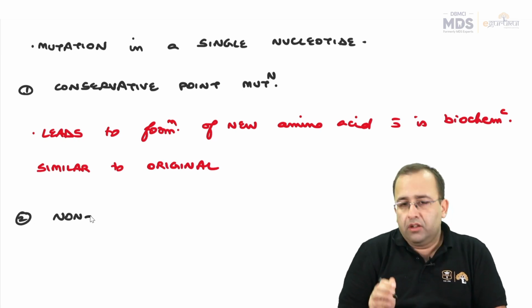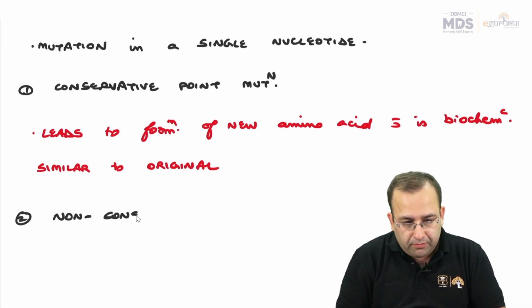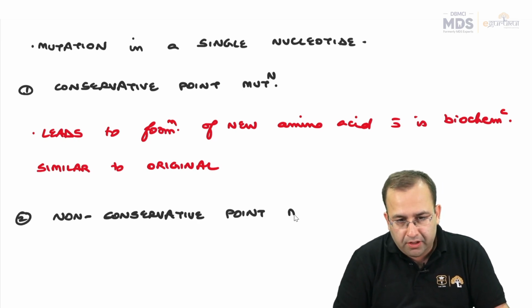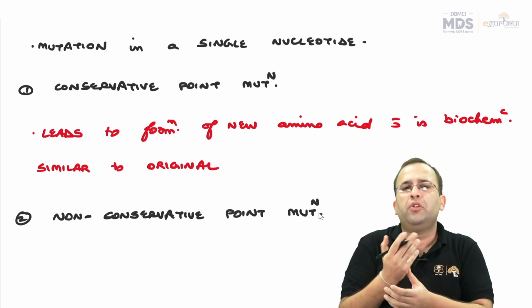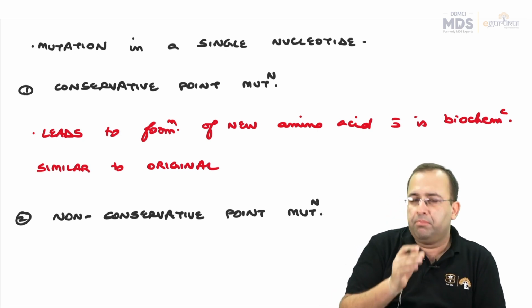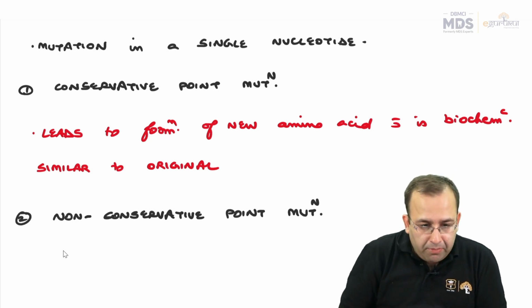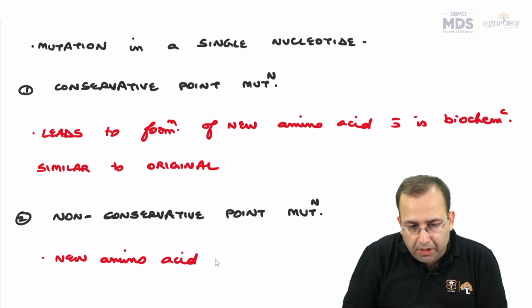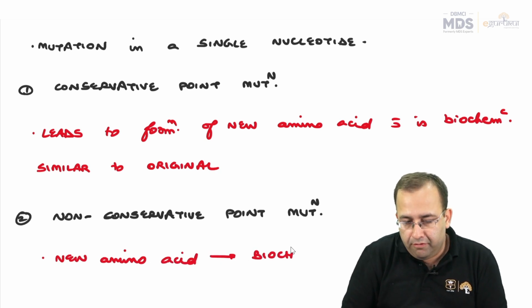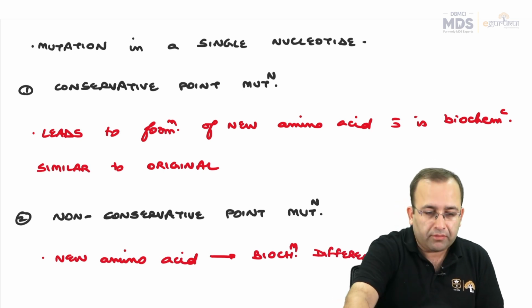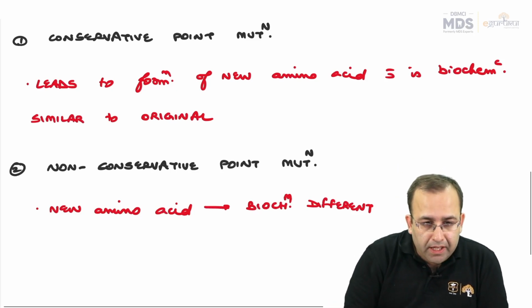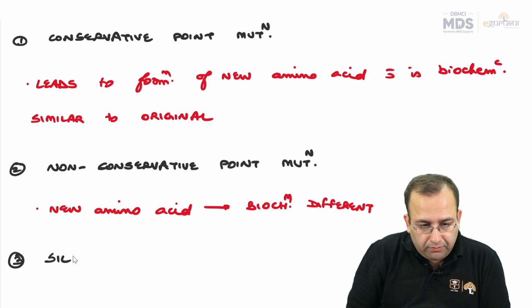Versus next is non-conservative point mutation. Non-conservative point mutation means a point mutation occurred, but it led to the formation of a new amino acid which is biochemically different from the original.